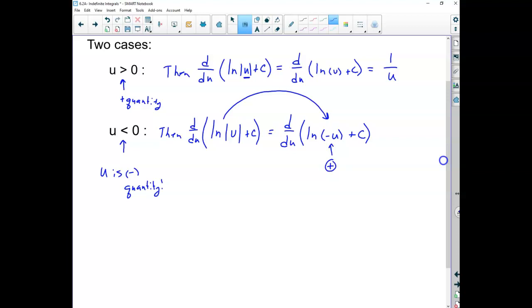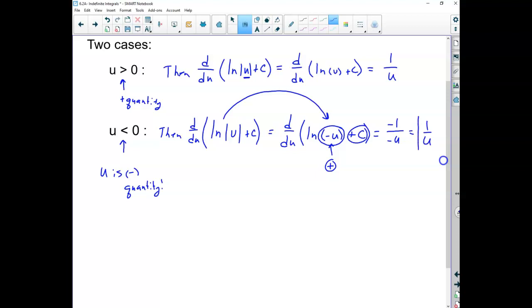And then if I take the derivative of this, what is the derivative of the opposite of u? The derivative is negative 1 over what? Negative u, which equals 1 over u. The derivative of my c is still gone because that's a constant.